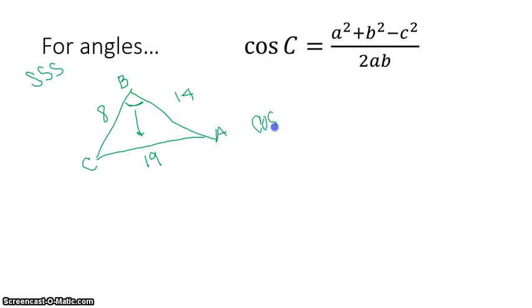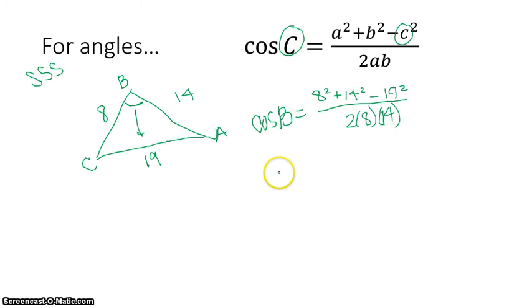When I do this, I'm going to have cosine of B equals 8 squared plus 14 squared minus 19 squared. So notice that the angle that's over here, this is the side that's across from it. You can see that up here in the formula. Over 2 times 8 times 14. That gives me negative 101 over 224, or negative 0.45. Again, this is equal to cosine of B.